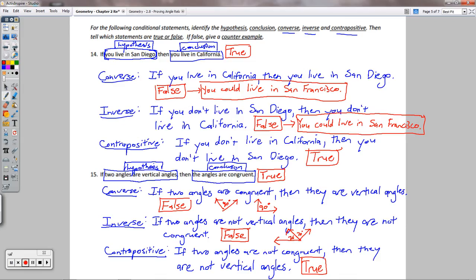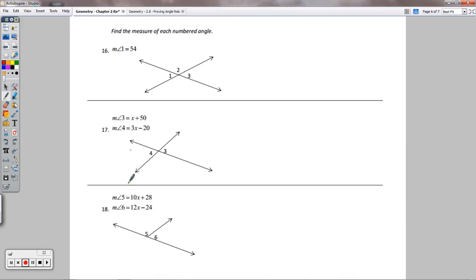Let's move on to numbers 16, 17, and 18. These ones are like what you saw in 2.8. We're trying to find the measure of each numbered angle. Given that the measure of angle 1 is 54, why don't I write that in here? This is 54 degrees. Show me your work, show me your steps, show me that you know where these things come from. Measure of angle 2 would have to be 180 minus that, because you have a linear pair right here. So 180 minus 54.